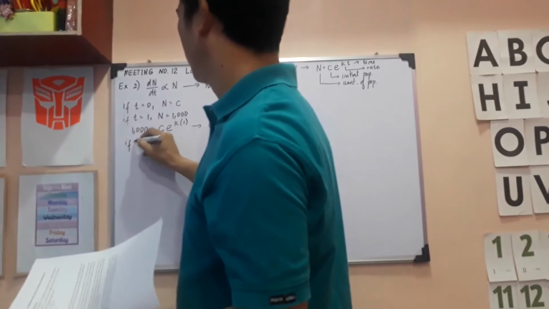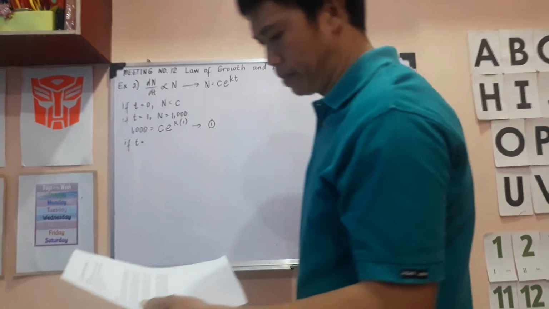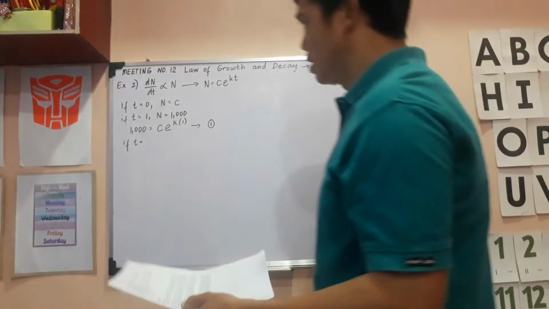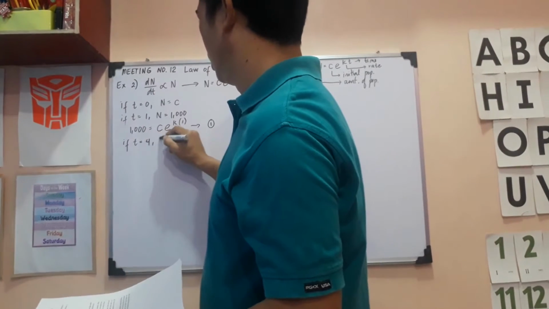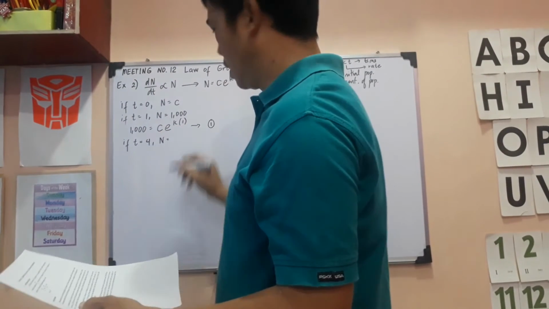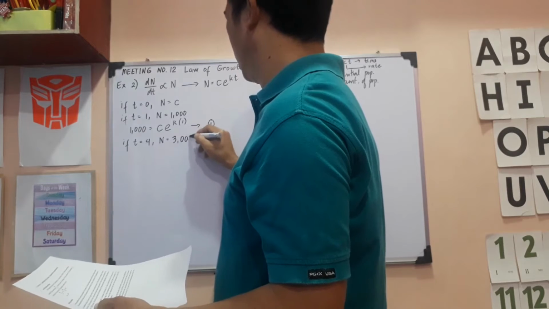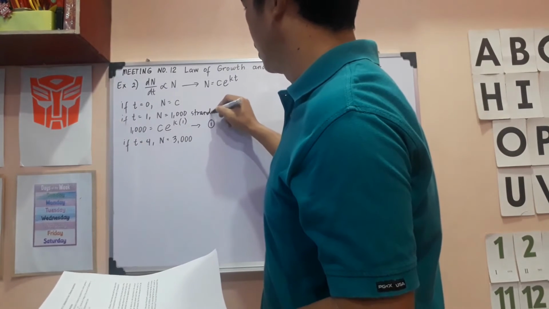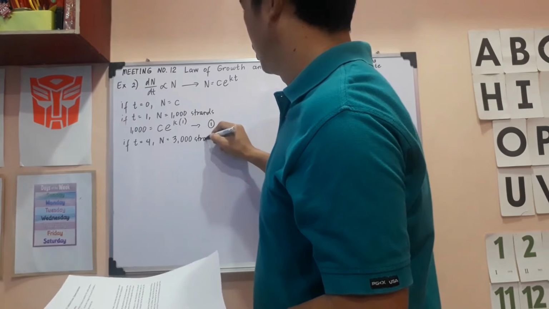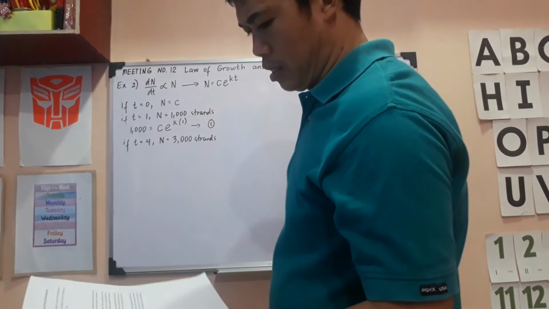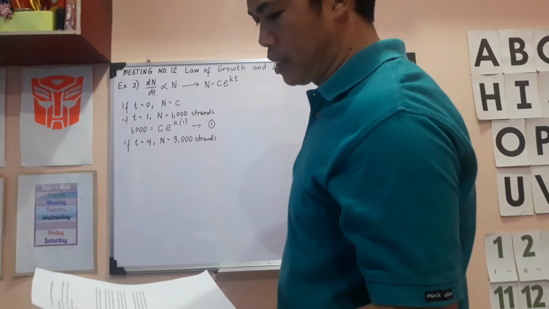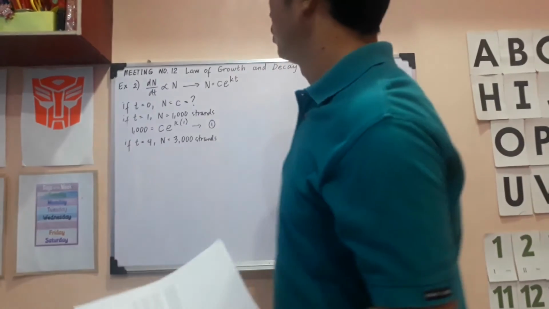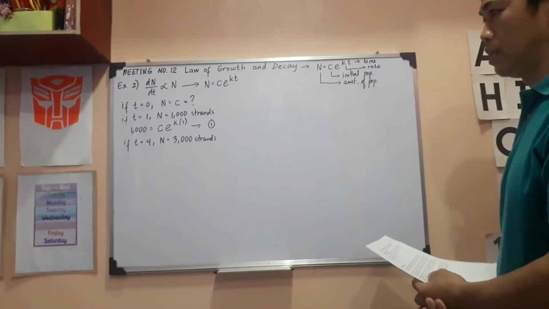And after 4 hours, T is equal to 4, our N is equal to 3,000. The population. So, the unit is strands. Hibla. Find the number of strands originally at the culture. So, ito yung tinatanong, original N or the C.